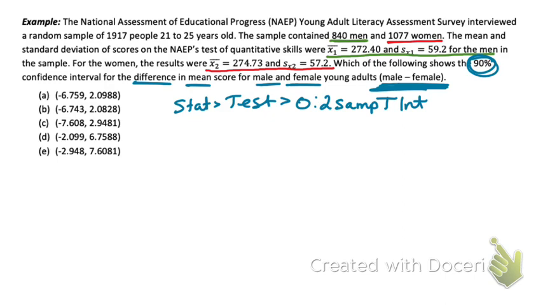N1 is the sample size, so what's the sample size for the men? Okay, you're just plugging everything into your calculator. Again, make sure that when you see pooled, you're going to say no.